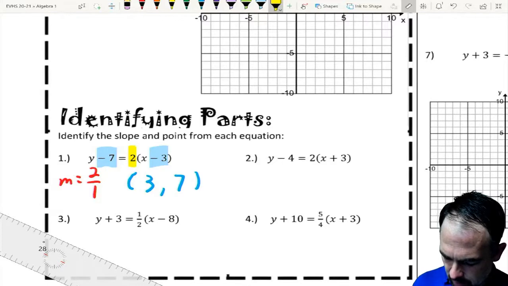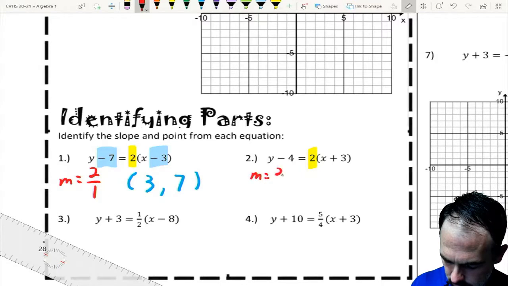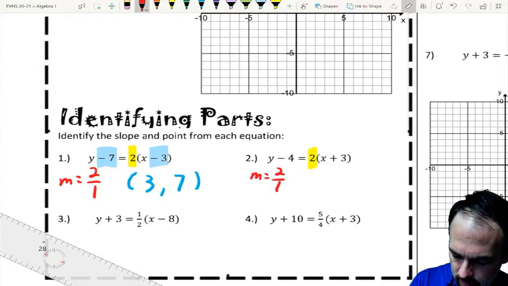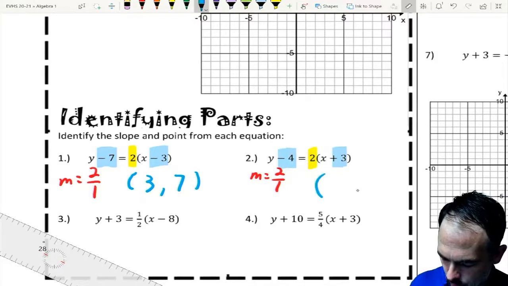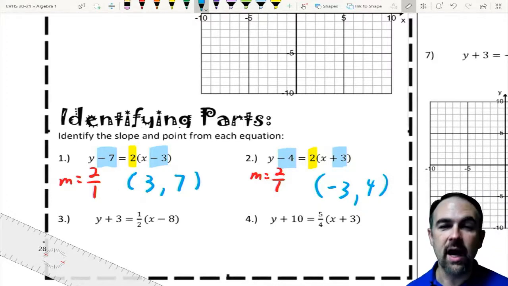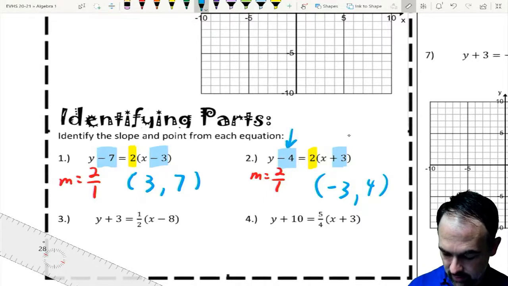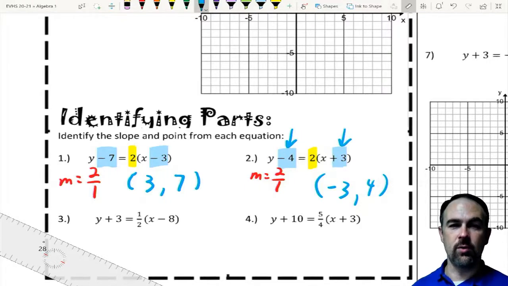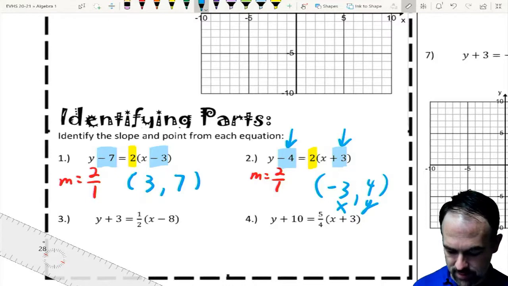Okay, on number 2, my slope here is still 2. Now, my point is made up of this 3 and this -4, but once again, remember that we have to change the signs. The 3 becomes a -3, and the 4 becomes a +4. And let's make sure that we're putting them in the correct positions. I know that the way this is written, the y is on the left and the x is on the right. By that I mean the y1 is on the left and the x1 is on the right. You've got to put them in the right order. It's always an x, y coordinate pair. Make sure you're putting those in the right position.